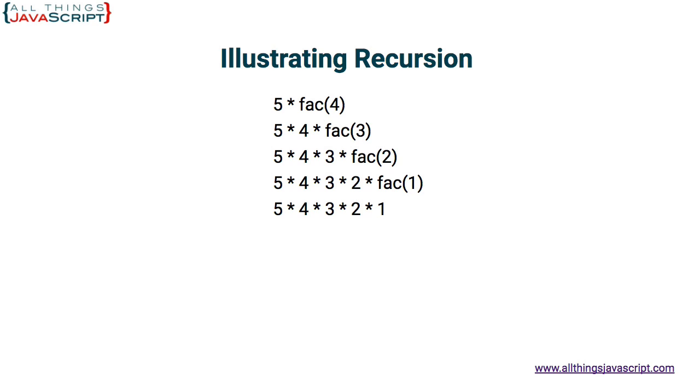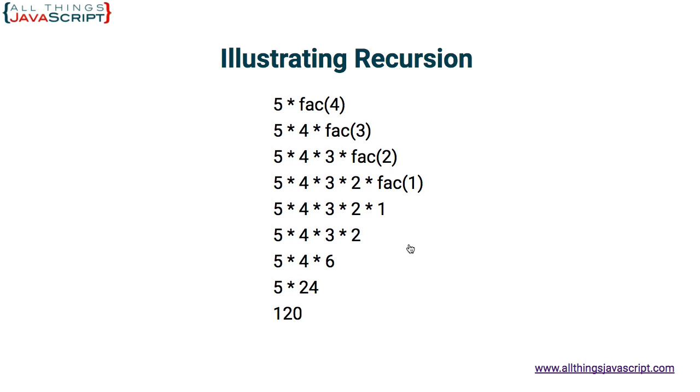At that point, we get this, and this is where it begins unwinding the stack. It multiplies 1 by 2, gets a 2, multiplies 3 by 2, gets a 6, 4 by 6, gets a 24, 5 by 24, and we get the final results, and that's what gets returned and placed in the variable. So that's what's happening in our function. That's how recursion is working.